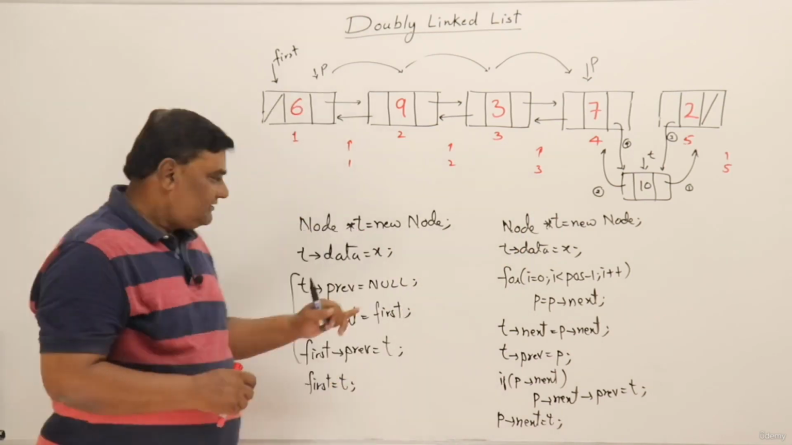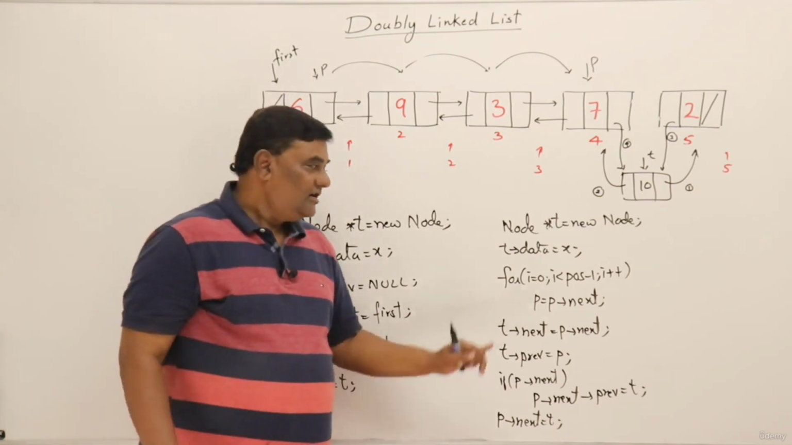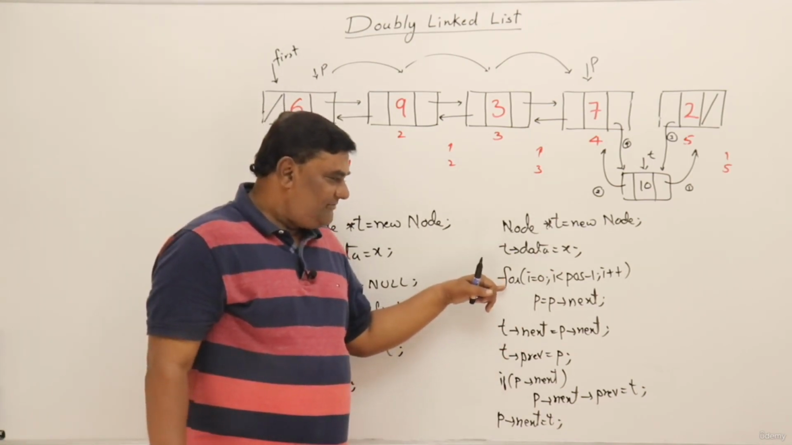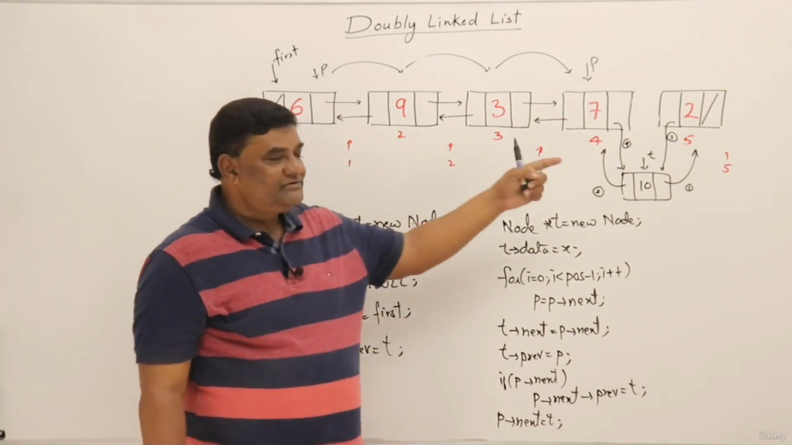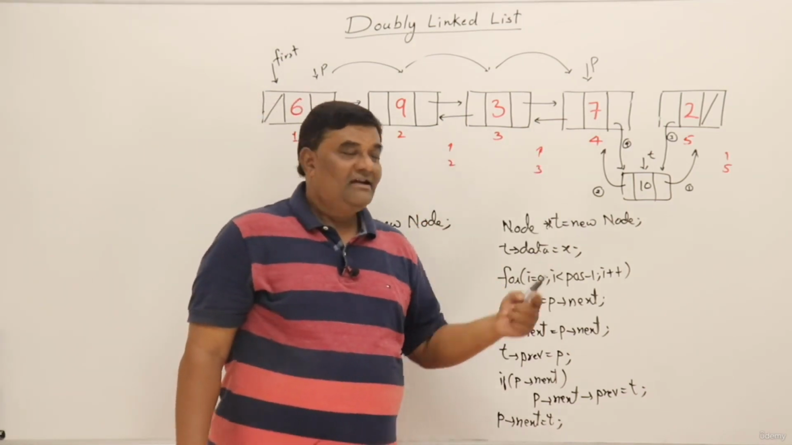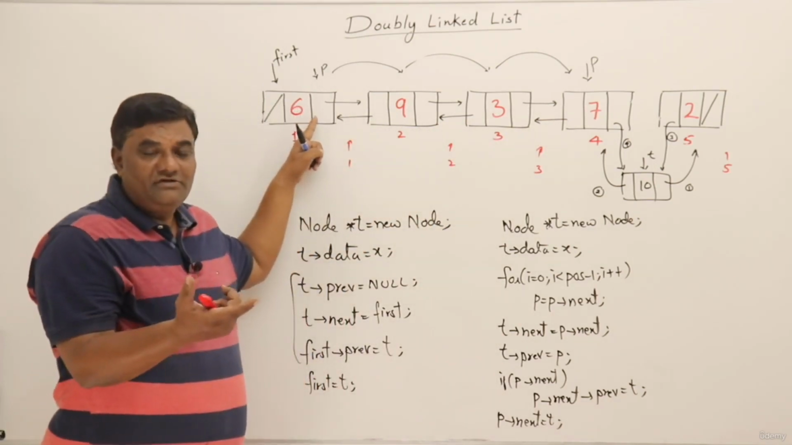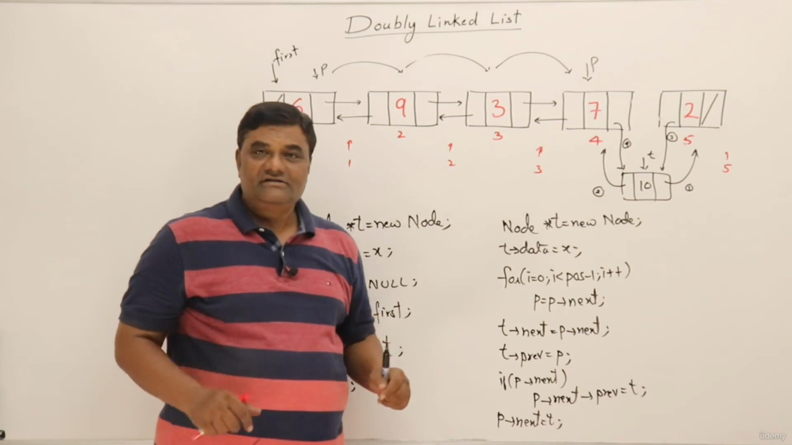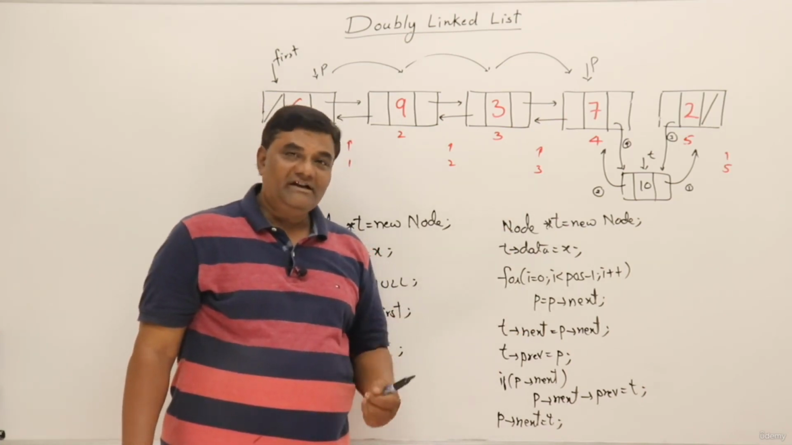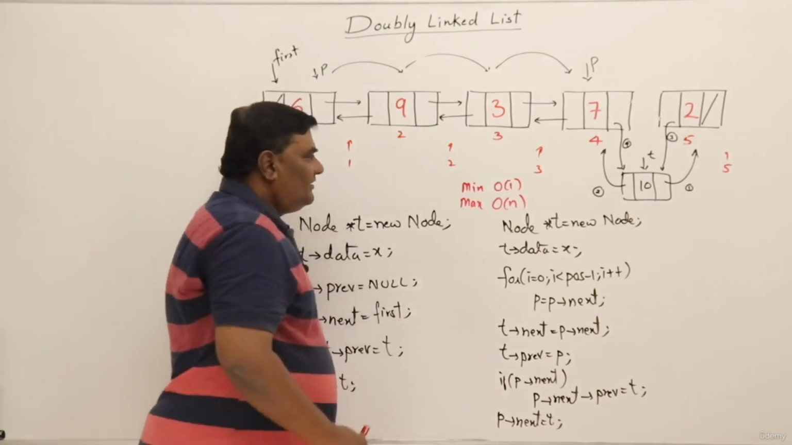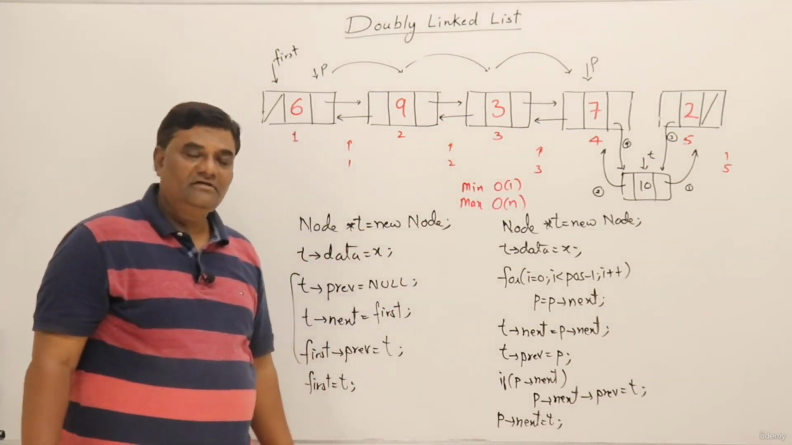Now analysis. This was for inserting before first. Time was constant. What about this? The time depends upon movement of P. If P moves up to the last node, the time is maximum. If P remains on this one only, means if you are inserting after first node, then time is constant. So this procedure's minimum time is constant and maximum time is n.